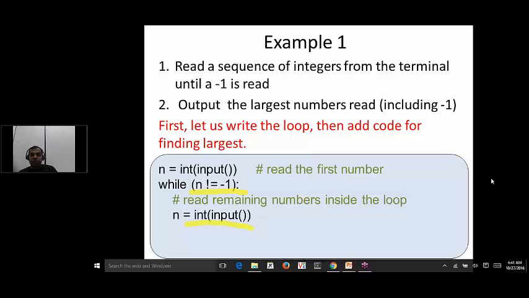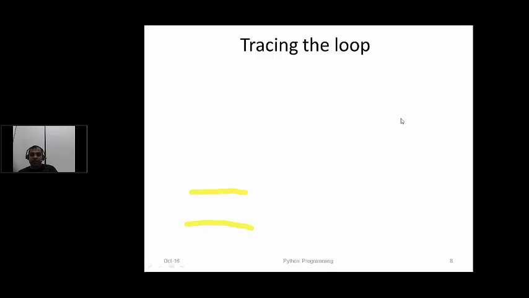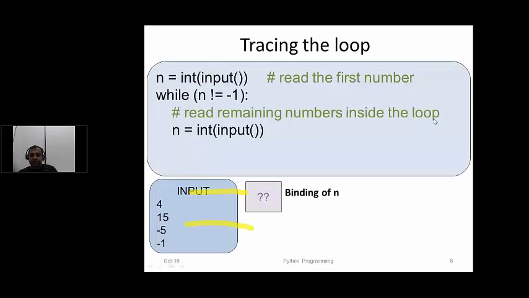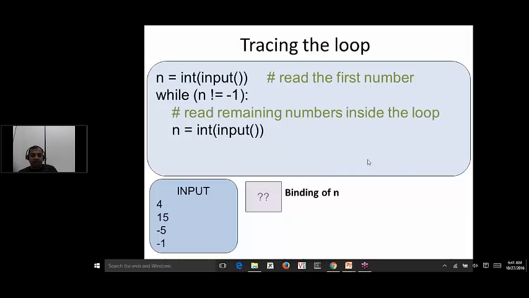In this program we are not doing anything interesting, we are just reading inputs. Okay, and then we are checking whether a -1 has been read or not. The moment we see a -1, we are stopping. So let's just trace it once. Suppose the user inputs are 4, 15, -5, -1, which can be given in one shot, or it can be given one after the other as the program proceeds.